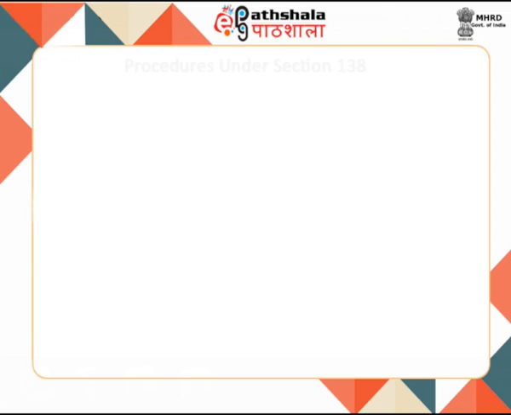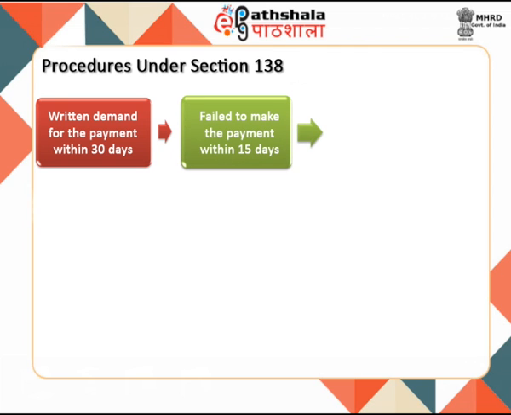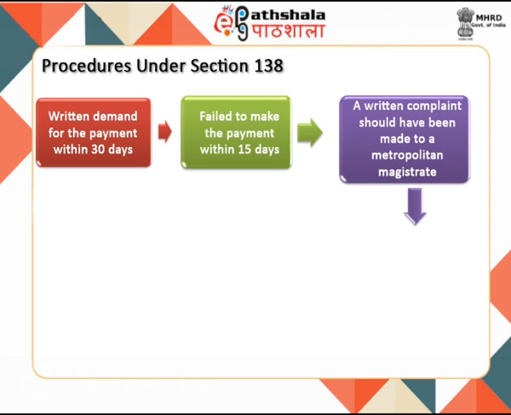Lastly, we shall discuss the procedure that is applicable under section 138 in case of dishonor of a check. Within 30 days of the receipt of information from the bank about dishonor of the check, the payee should make a written demand for the payment represented by the check. If the drawer fails to make the payment within 15 days of the receipt of the demand notice, a written complaint should be made to a metropolitan magistrate or a first class judicial magistrate by the payee or holder in due course of the check within 1 month of the date on which the cause of action arises under section 138.